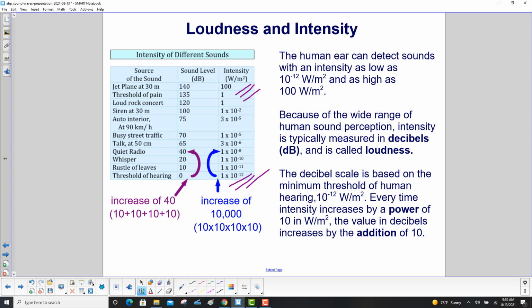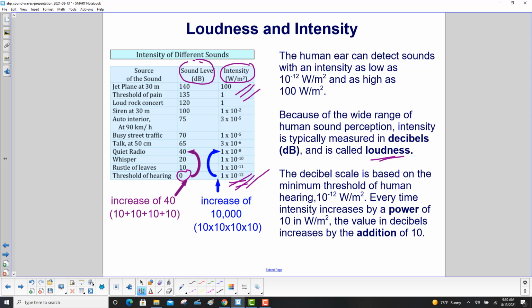Because of the wide range of human sound perception, intensity is typically measured in decibels, and that is called loudness. So we have intensity over here, and then we have the sound level, which is what humans perceive. The decibel scale is based on the minimum threshold of human hearing, 10 to the minus 12 watts per meter squared, and that will be 0 decibels.